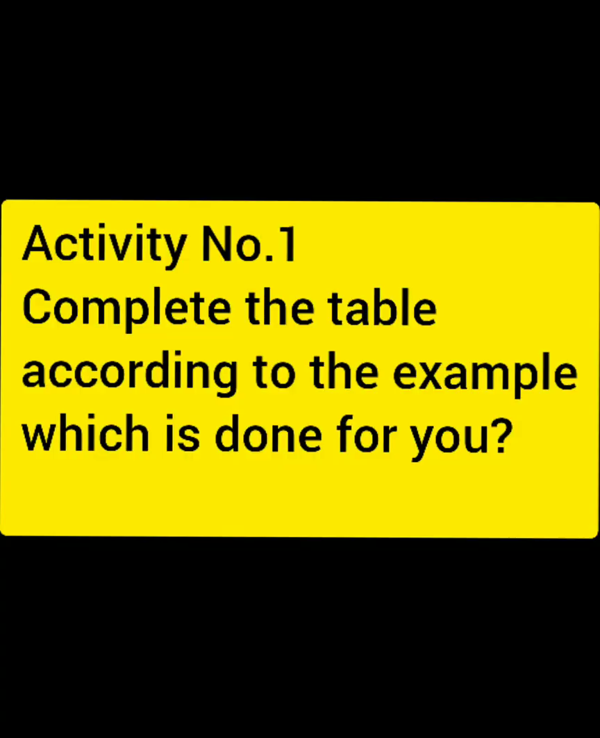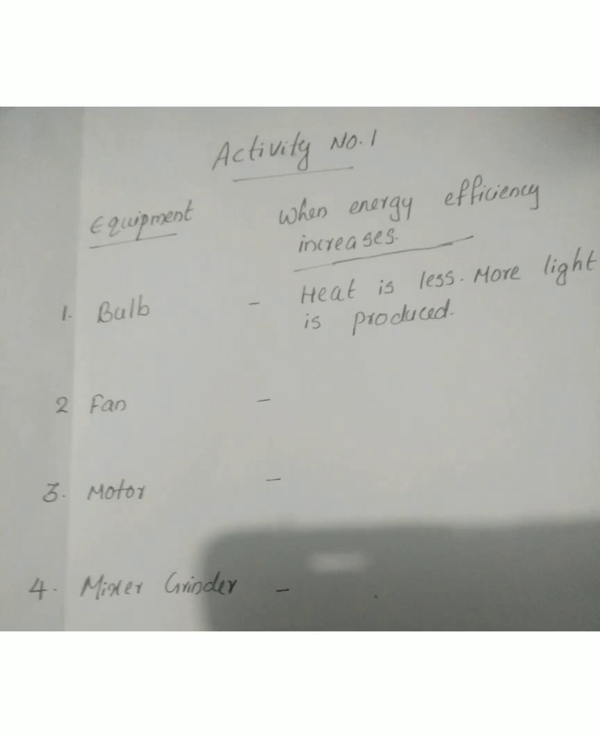Okay, let's go to the first activity. Complete the table according to the example that is done for you. Activity number 1. There are 2 columns. The first one is equipment and the second one is when energy efficiency increases. First one is bulb. When energy efficiency increases, the heat energy produced is less. That is, unwanted energy is heat energy. Heat energy produced is less and more light is produced.